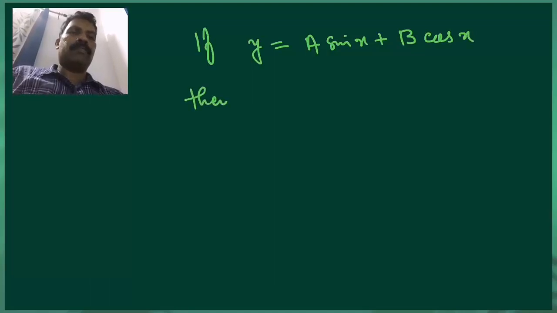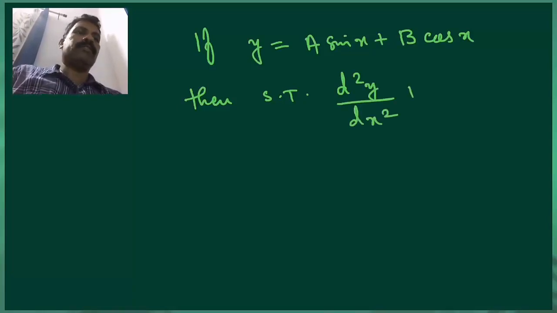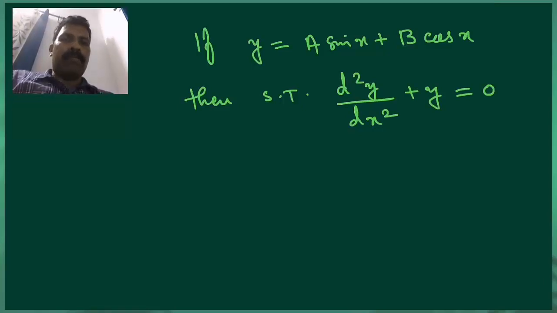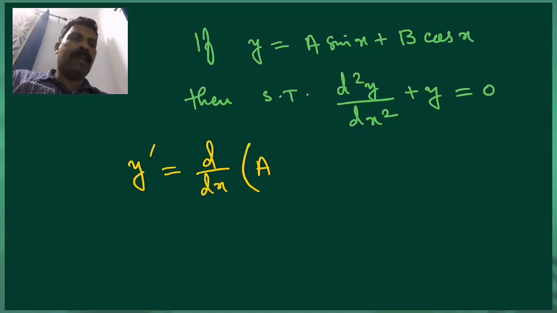If y is equal to a sin x plus b cos x, then show that d square y by dx squared plus y is equal to 0. So here y is given to you. So we can find y dash, that is the derivative of y, a sin x plus b cos x.